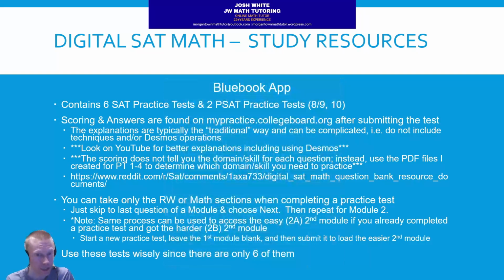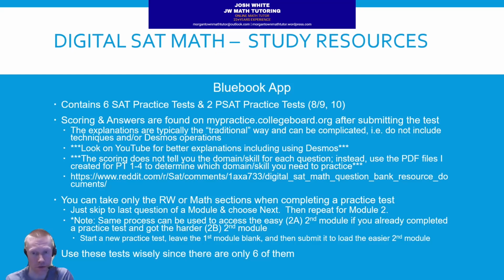Now, another thing to keep in mind is that you can take only the reading and writing or the math sections when you complete a practice test. You do not need to go through and answer the entire thing if you only intend to do part of it. All you have to do is start up the module. So you're in module 1, then click on the little question button to bring up the list of all the questions. You just jump to the last one and then click next. That'll load you to module 2.